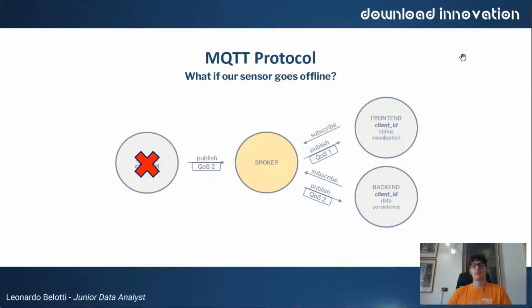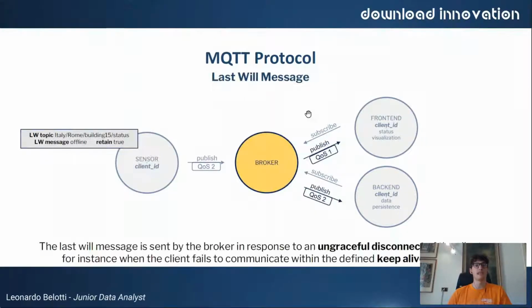The MQTT protocol in this situation gives us the last will message. So a sensor, but in general every client, can specify in the connection phase a last will topic and a last will message, with also a retain flag, that will be stored at the beginning and sent by the broker when an ungraceful disconnect happens.